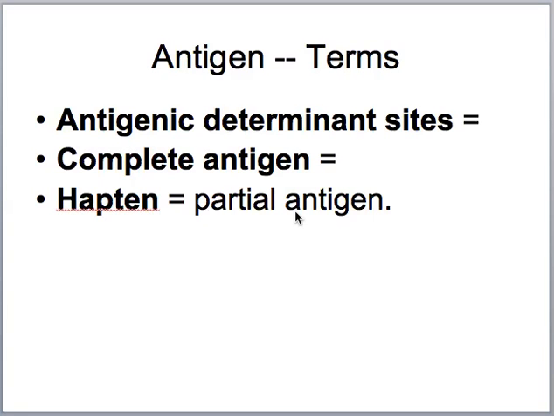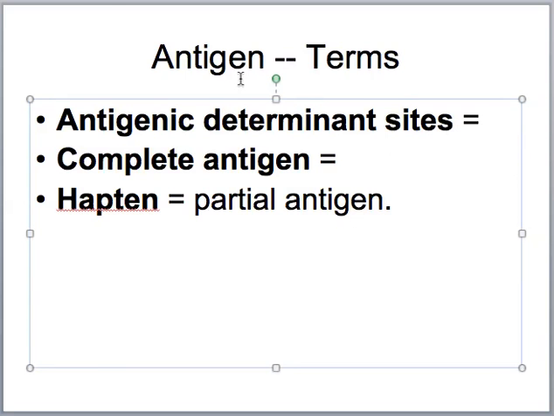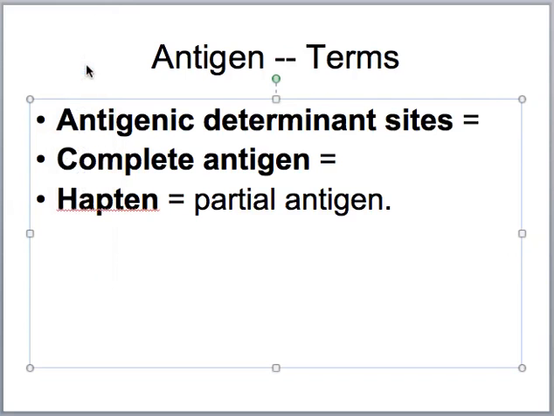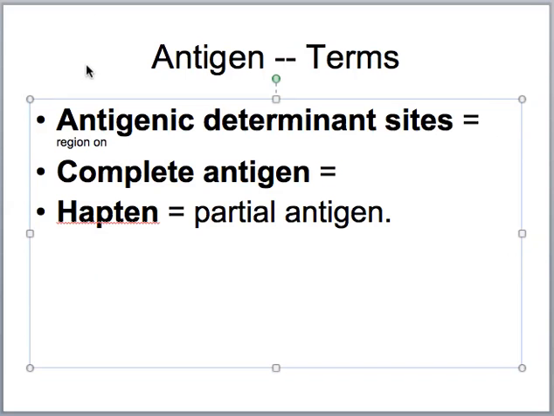The first thing would be antigenic determinant sites. Antigenic determinant sites are defined as the region on the antigen to which the antibodies bind. Okay, so it's the place on the antigen where the antibody binds. We're going to talk about these in just a little bit. We just want to get these terms down.